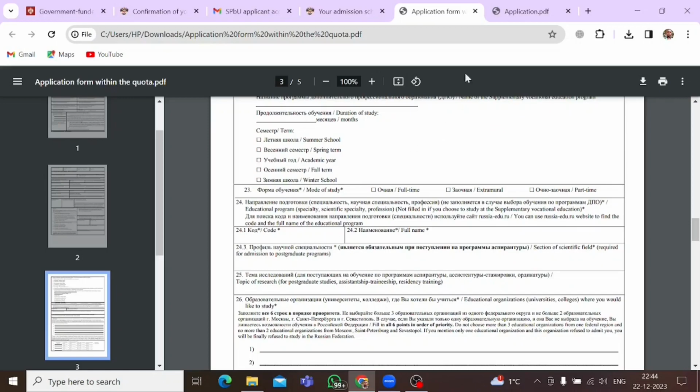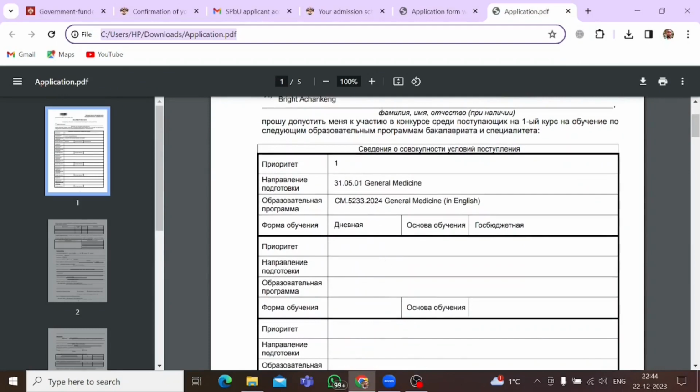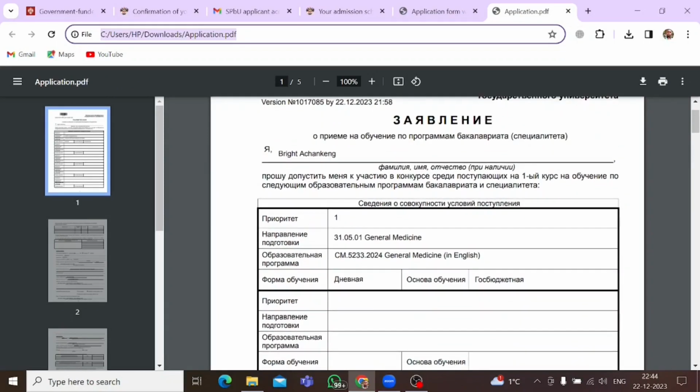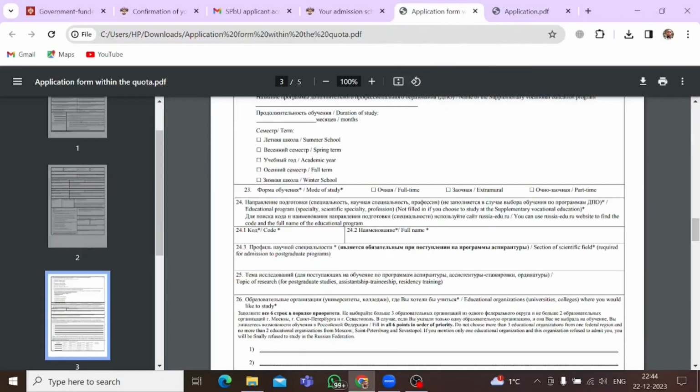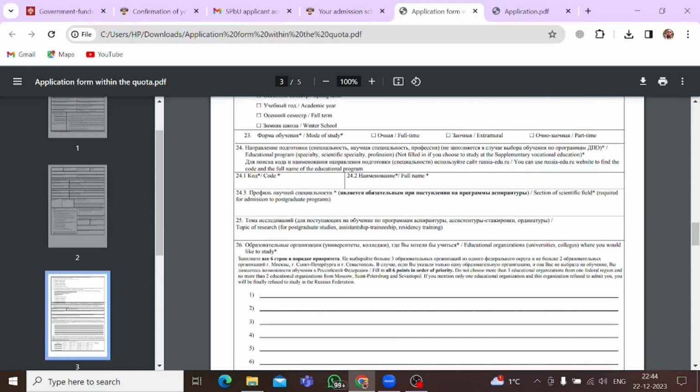If you don't know what to write here, go to the application which you filled. You will see the code here. The code is 31.05.1, and then the name is general medicine. Check the application which you filled. You're going to see the code and the name of the course written here. That's what you should write here. It should be filled in accordance to what you see here. Don't make any mistake.